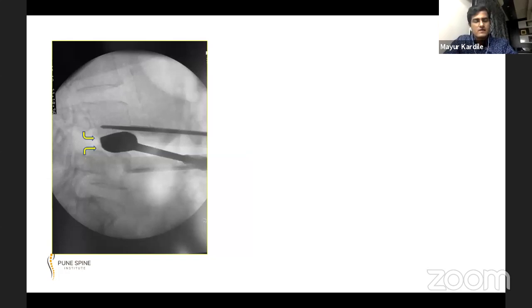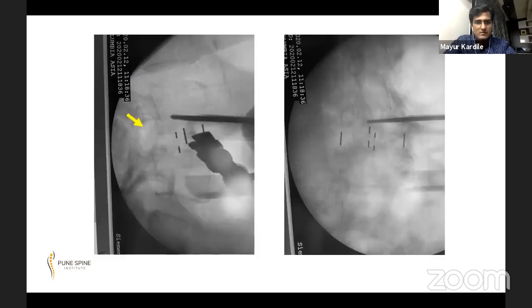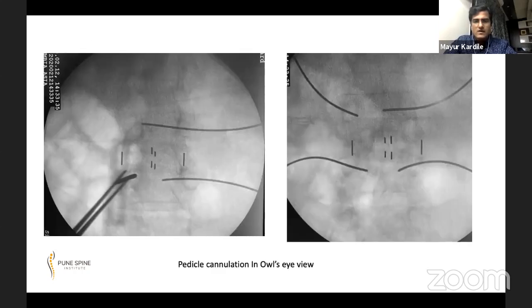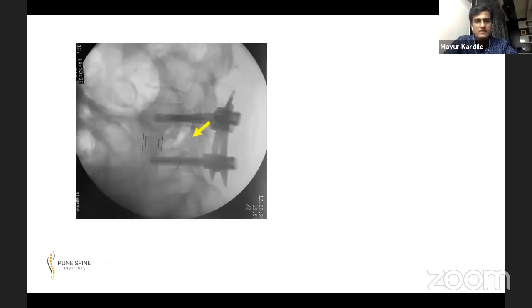As I did my debridement and did serial dilatation of the disc space, the listhesis also reduced well. And then I could put a big 12 mm by 55 mm cage filled with autologous bone graft along with vancomycin. So I got a good reduction there, and then flipped over and cannulated the pedicles under the owl's eye view and did a percutaneous fixation. So this is the intra-op picture.